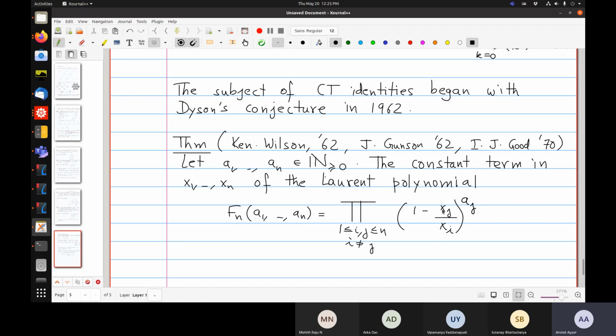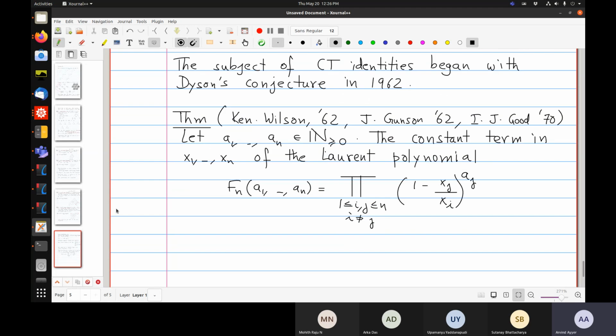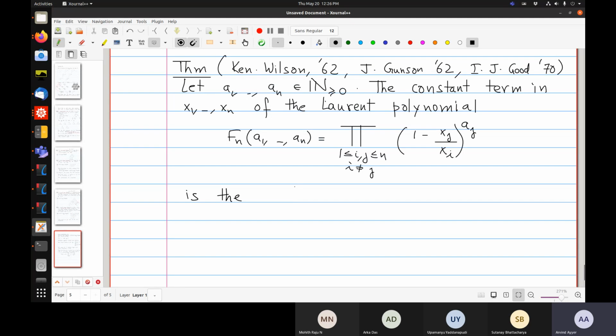Okay, so you take i, j distinct, you raise 1 minus xj by xi to the aj power, you expand it out, you will get a huge expansion in general. And now you look at the constant term, the term which has the zero power of all xi's. The constant term is the multinomial coefficient, actually: a1 plus up to an, choose a1 comma up to an. Okay.